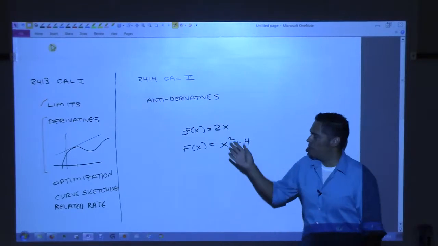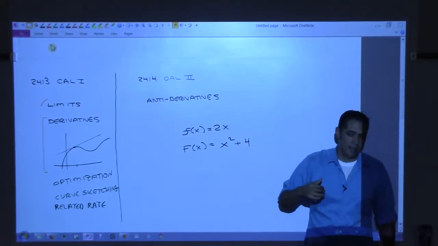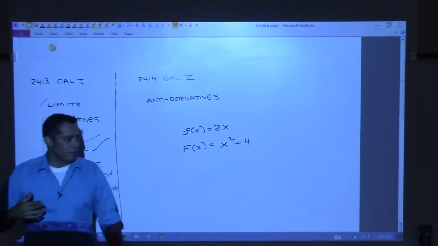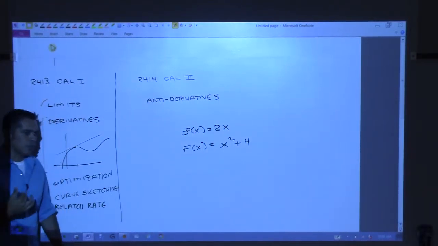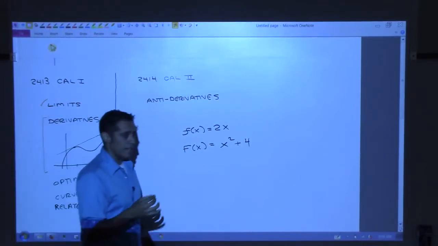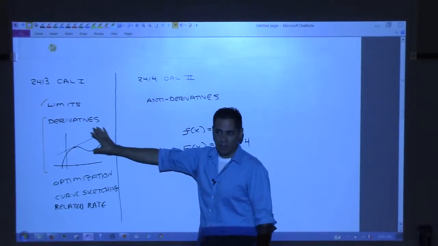But in Cal 2, there's no formulas. There's procedures that we attempt, and they don't always work. And so things become more and more complicated. It's very difficult on my end as a teacher to teach instinct. It's hard to teach instinct in Cal 2, and that's what you need: instinct. But that instinct comes from your comfort level with Cal 1.